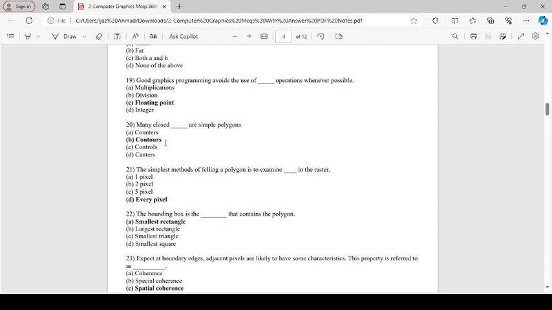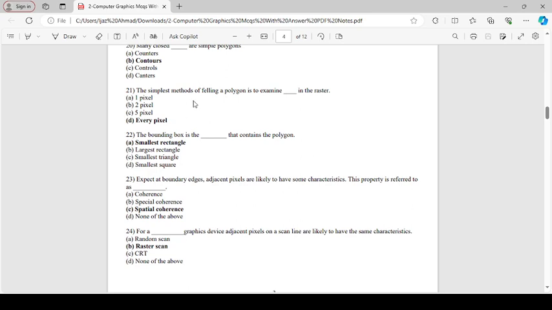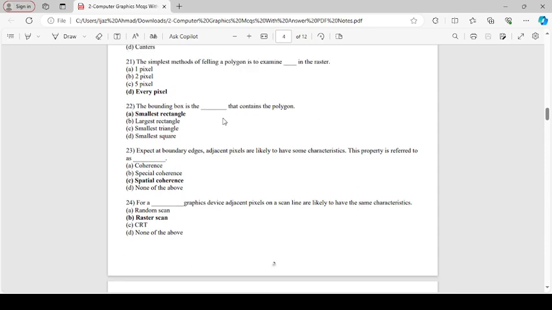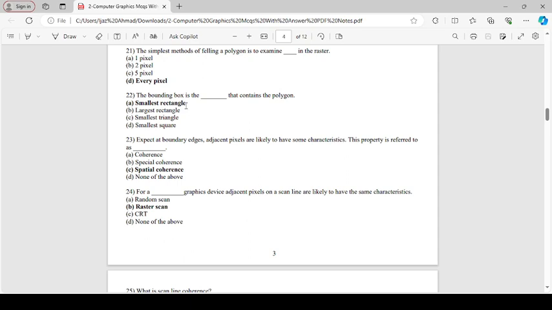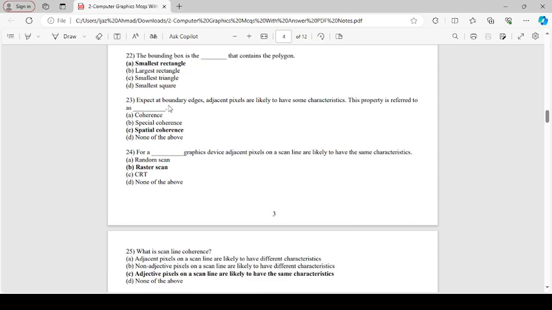Many closed contours are simple polygons. The simplest method of filling a polygon is to examine every pixel in the raster. The bounding box is the smallest rectangle that contains the polygon.